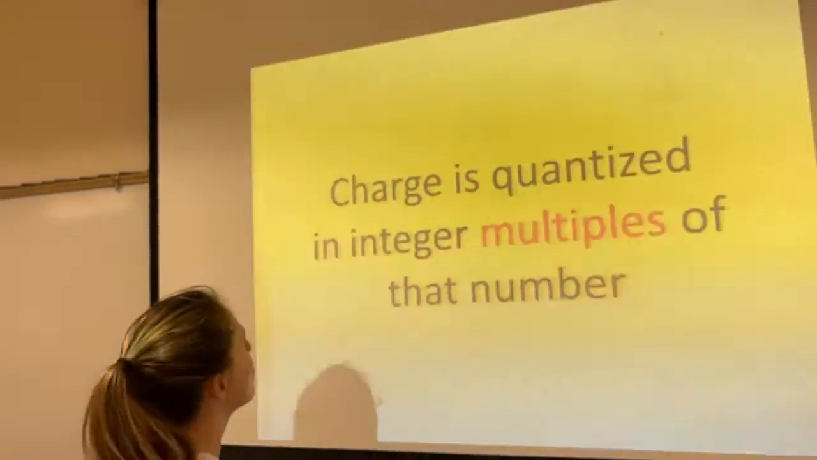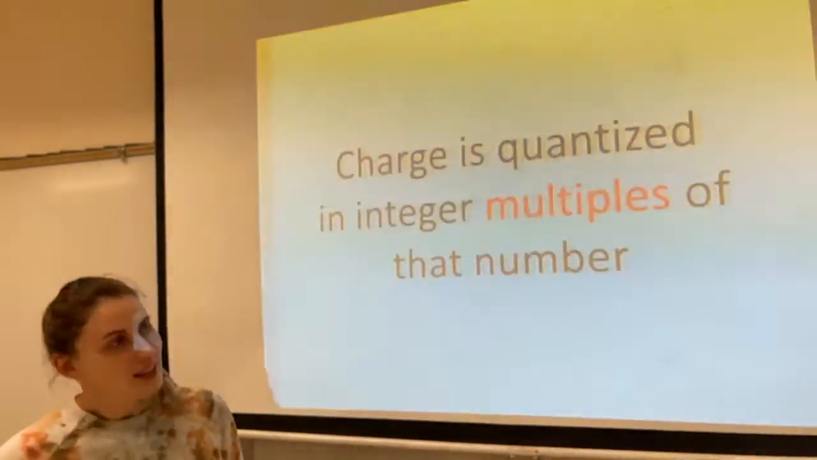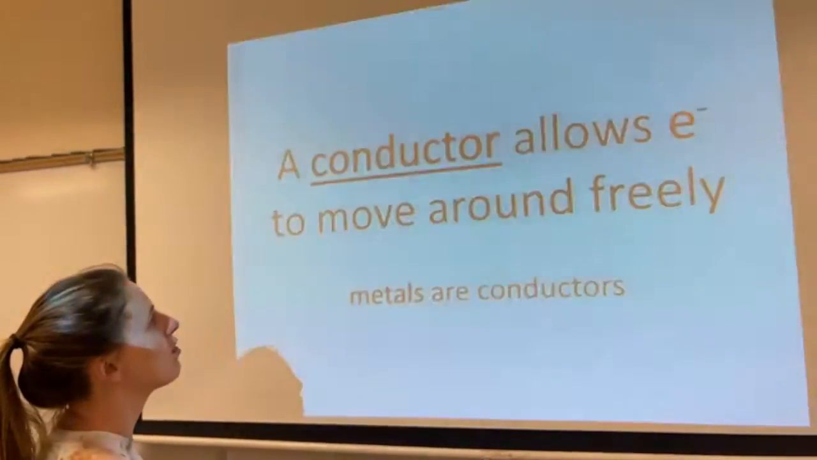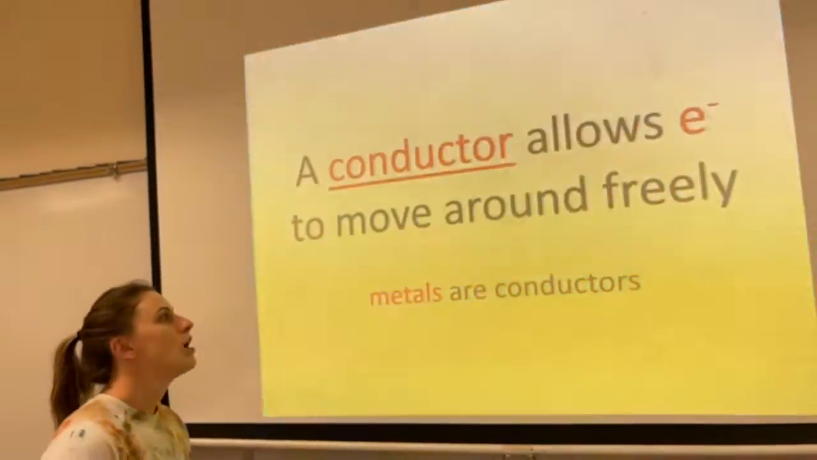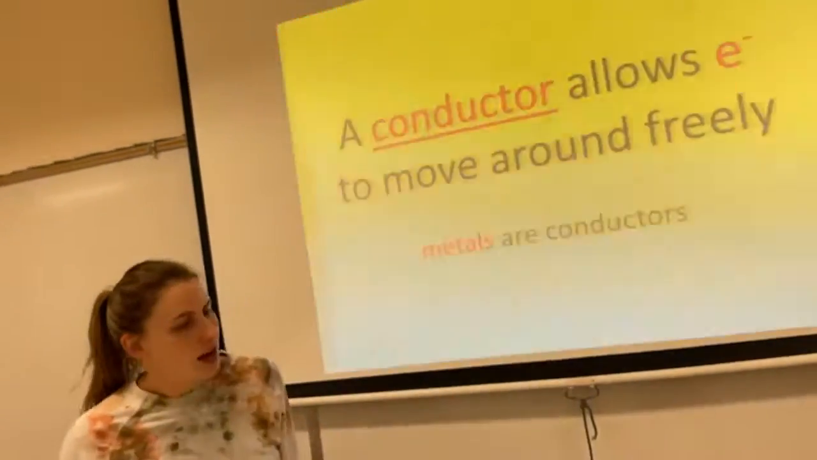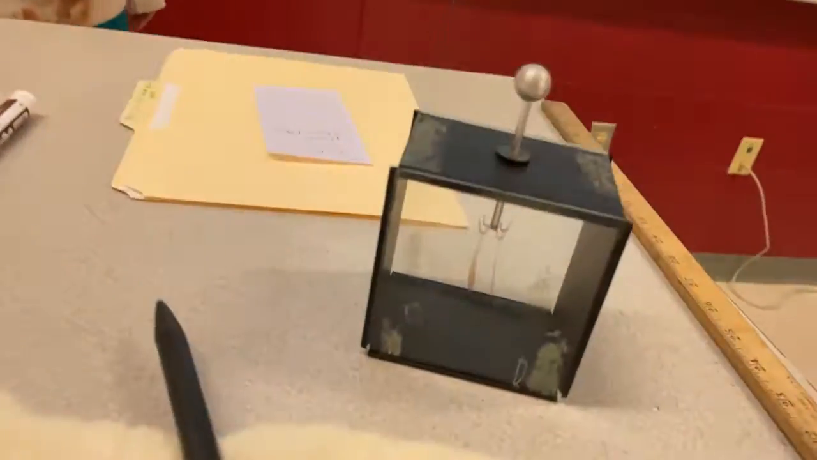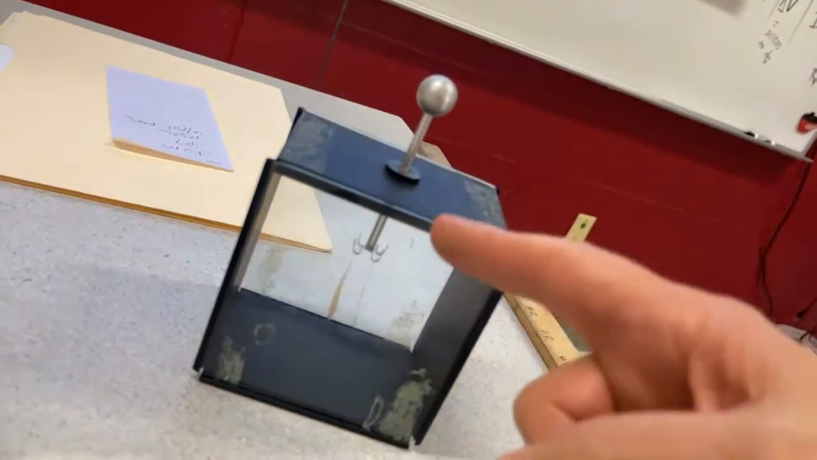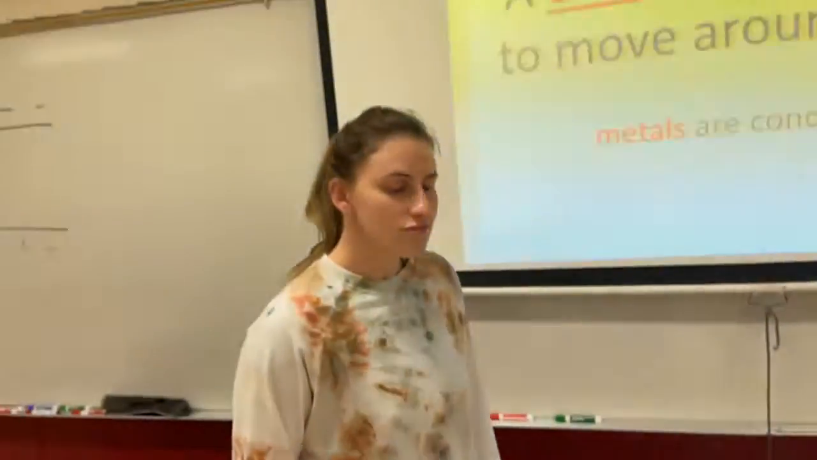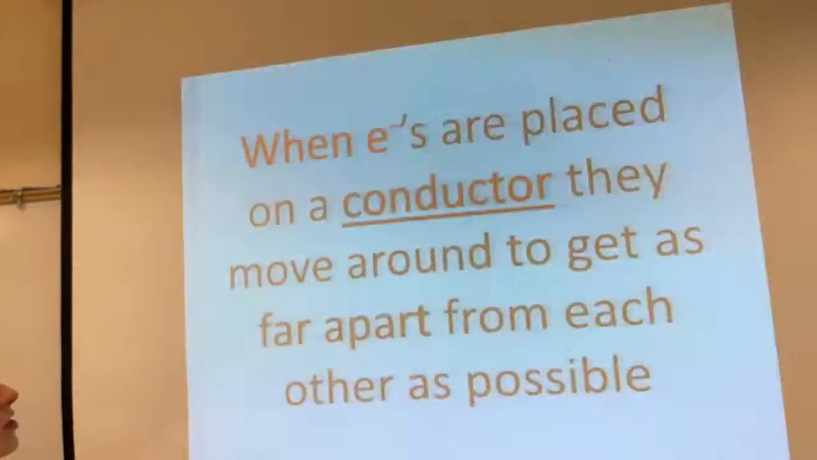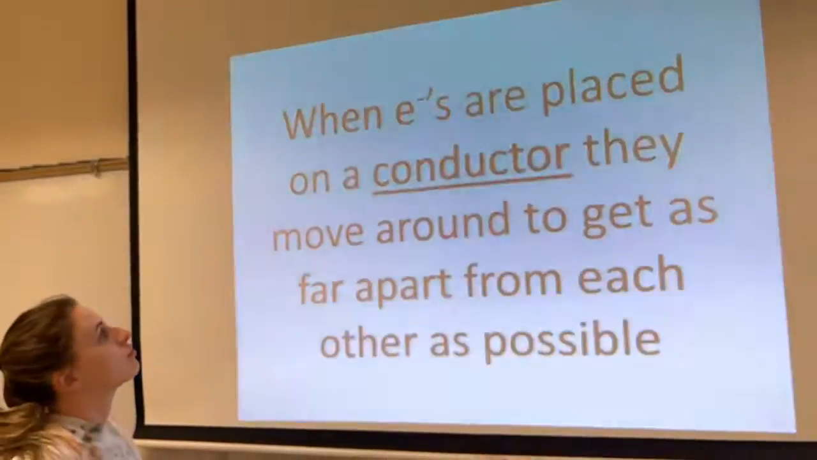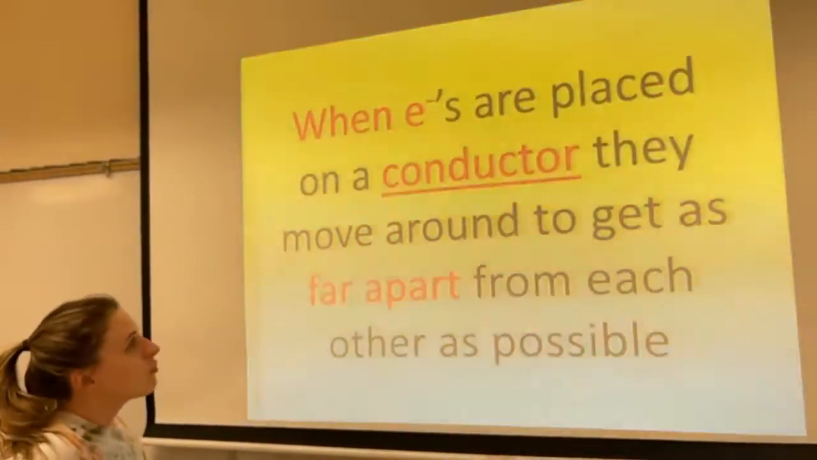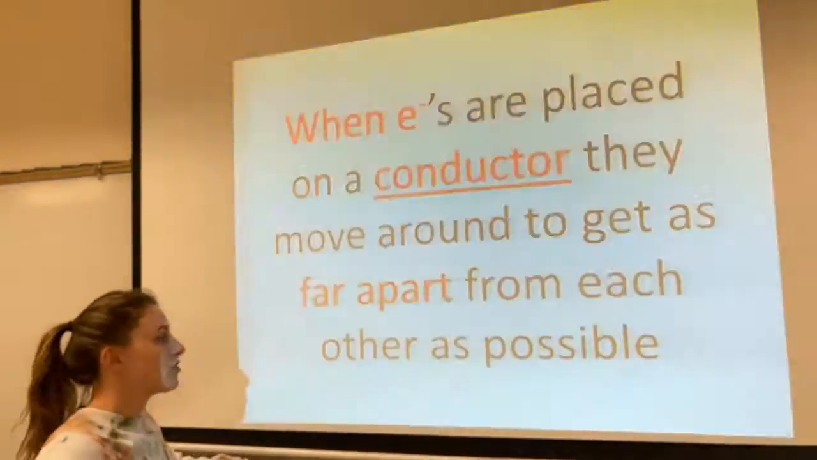Okay, we just did this one. A conductor allows electrons to move around freely. Metals are conductors. Remember the electroscope? It's got a metal knob, and electrons in a conductor can run anywhere in the electroscope. When electrons are placed on a conductor, they move around to get as far away from each other as possible.